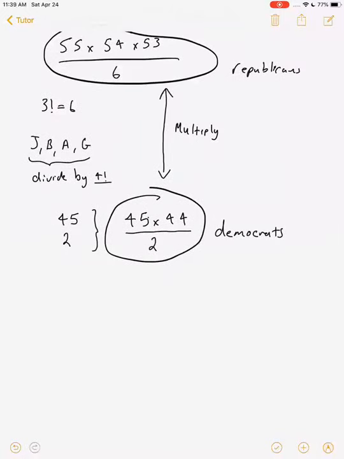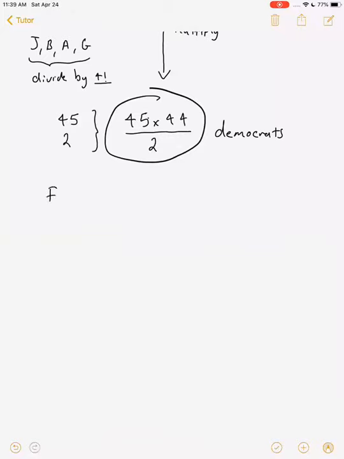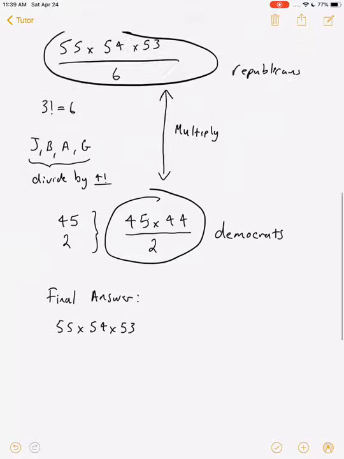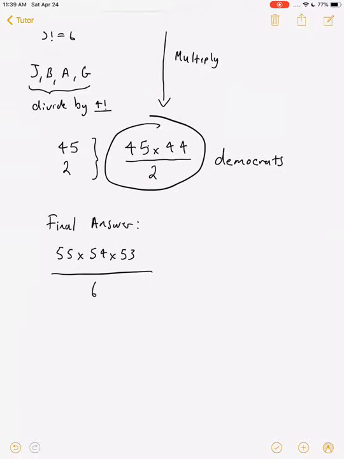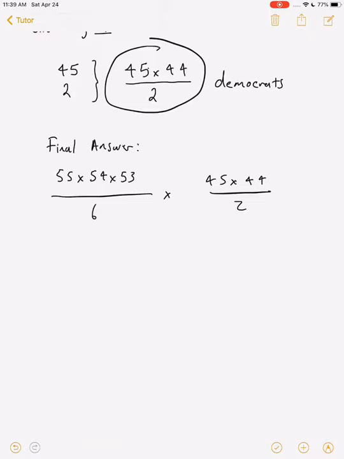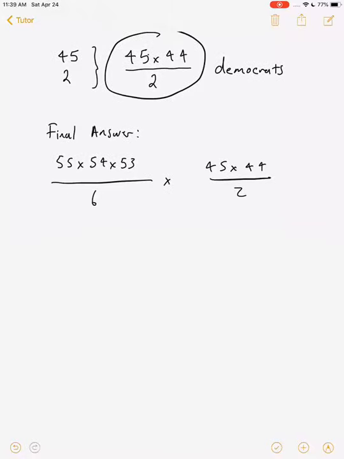55 times 54 times 53. Let me just write the final down. 55, 54, divided by 6 times 45 times 44 over 2. Okay, and you remember why we multiply instead of add, right? And which cases we add, which cases we multiply, and why it works that way?